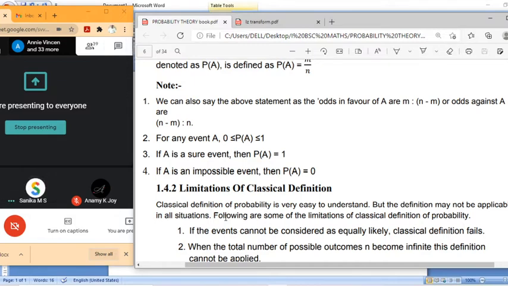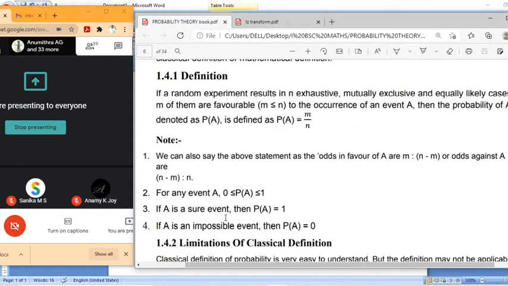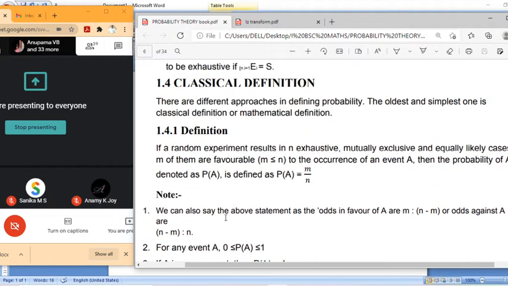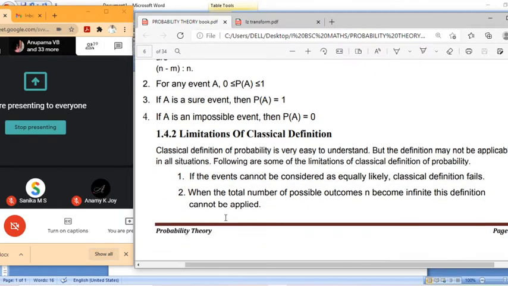Plus 2, right? Okay. This is the first approach of assigning probability to various events. That is the classical definition. Okay. So these are the properties.